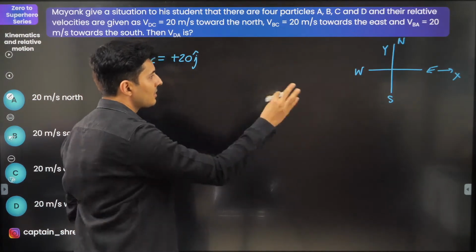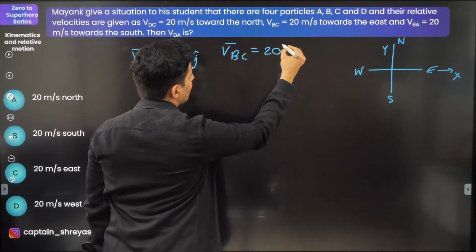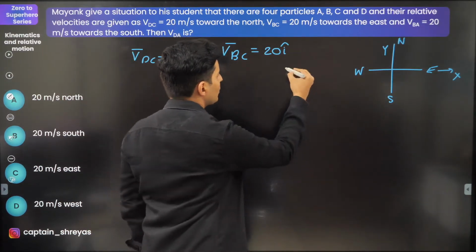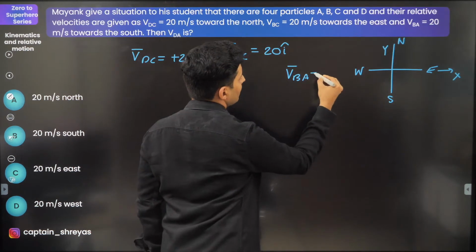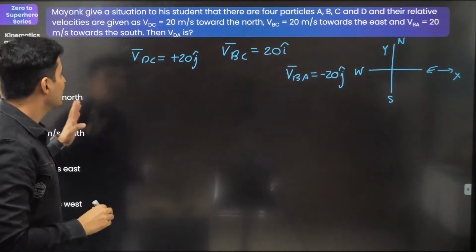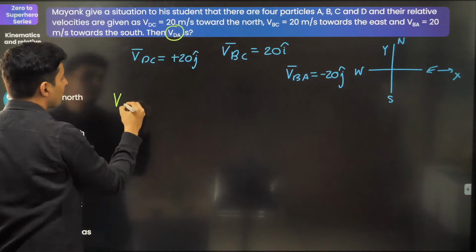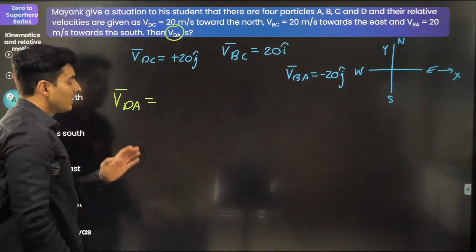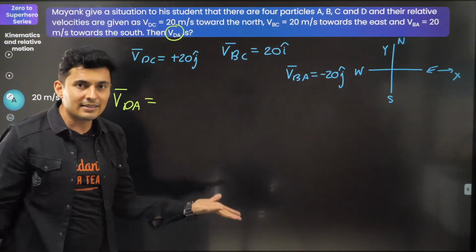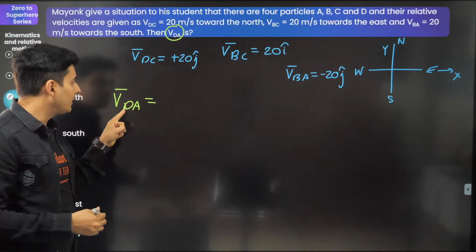VBC is towards east, so VBC is 20 i cap. And last one, VBA, is towards south, so VBA is minus 20 j cap. 3 things given to us. Now the last thing which is asked is velocity of DA, VDA. Remember I had told you, whenever you have to find velocity with respect to something else and something else's velocity is given with respect to something else, start with the first subscript letter, VD.